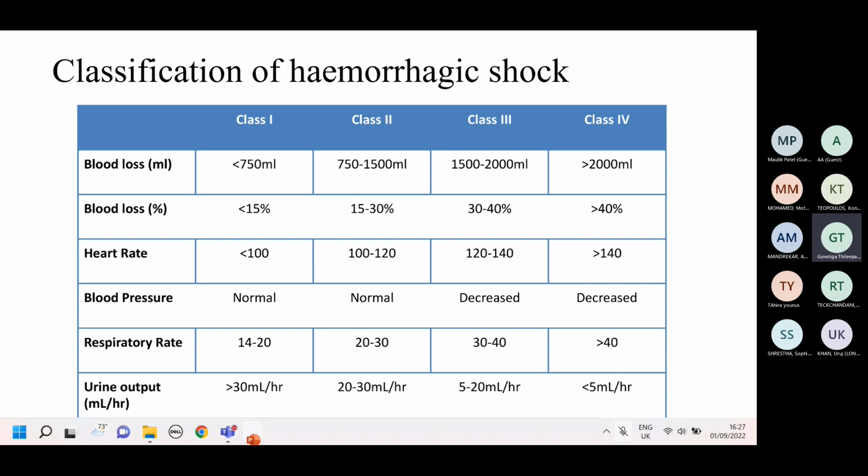Class 3 is the start of the decompensated phase. The patient's blood pressure will drop, the patient will be tachycardic and tachypnic, with reduced urine output. Most probably, we detect cases in class 3 sometimes, and that's not acceptable, right? And class 4 is a severe hemorrhage with 2 liters of blood loss, more than 40% of blood volume. Everything is deteriorating, and the patient is going to collapse now.